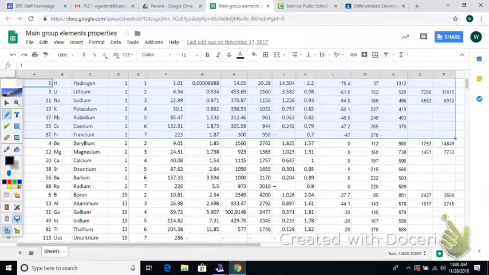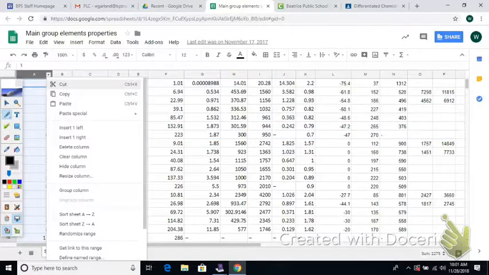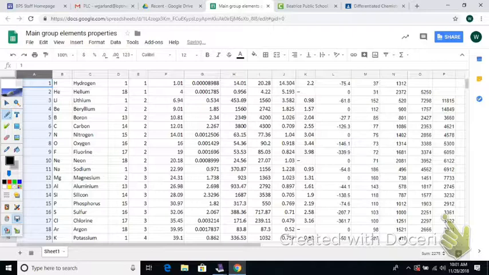So then you can go period trend too. All you have to do for period trend is go here, and I'm going to sort A to Z. So now there's my first period, 1 and 2. Second period is 3 through 10. 11 through 18 is the next period. So you can adjust your atomic number to get your trends on that.